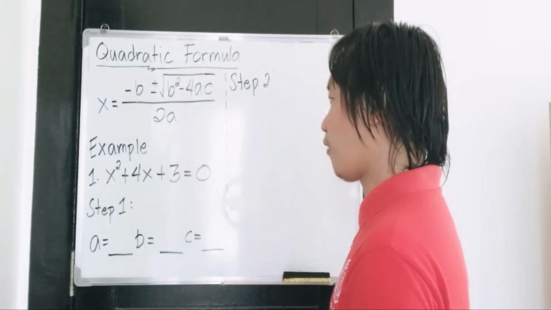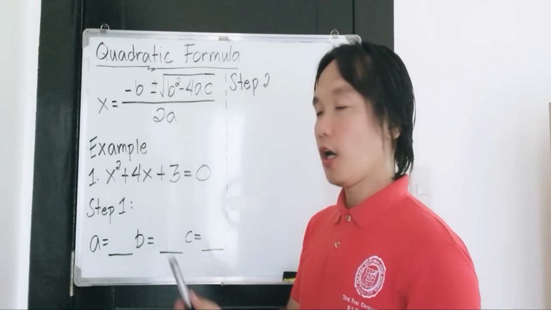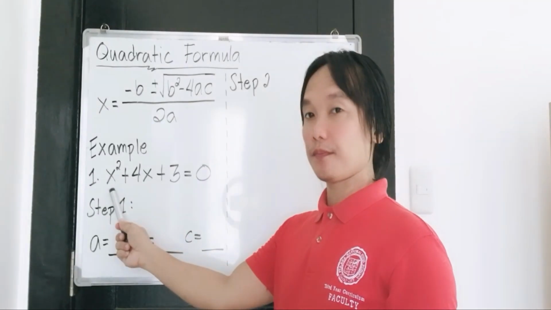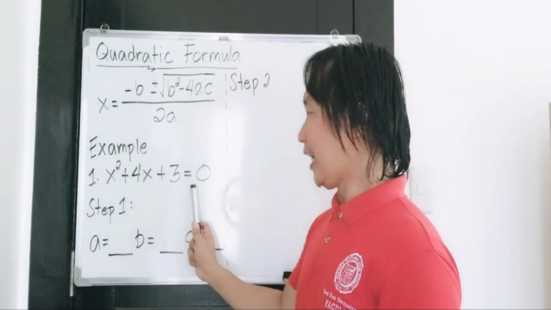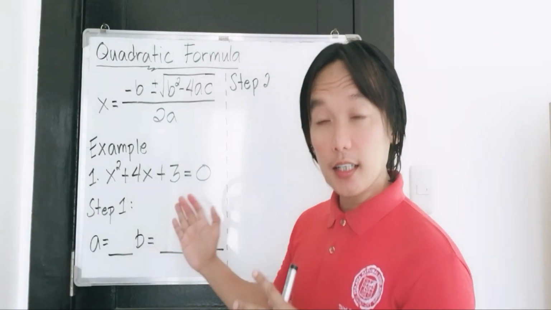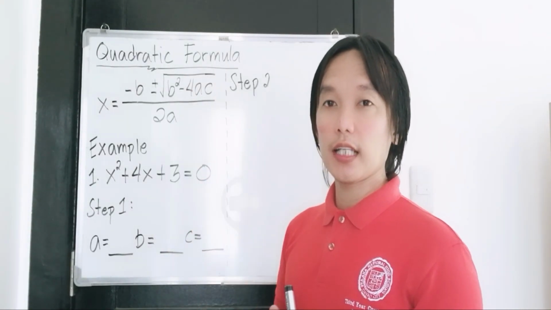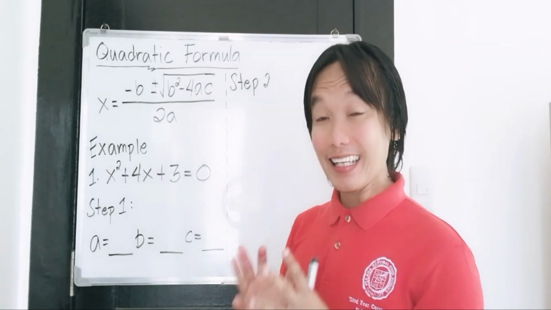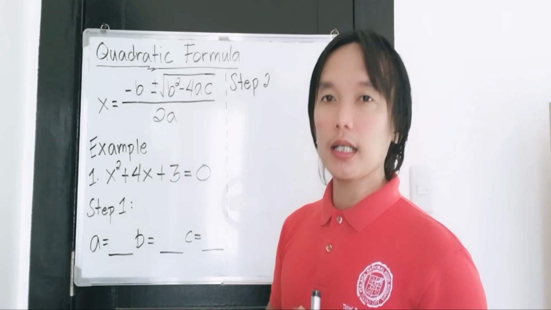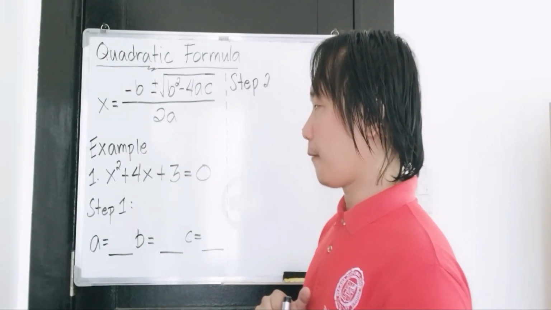So let's have our first example. You have x squared plus 4x plus 3 equal to 0. As you can see, this equation can be solved using factoring. But let us try to solve it using the quadratic formula.